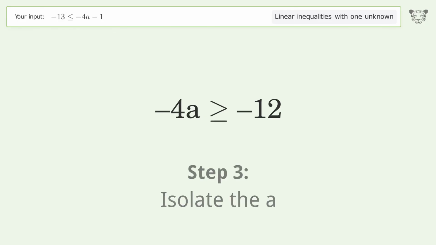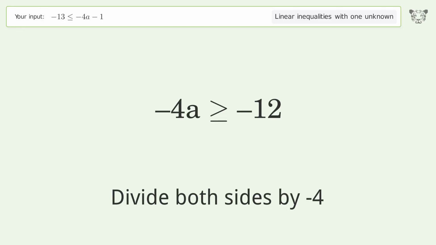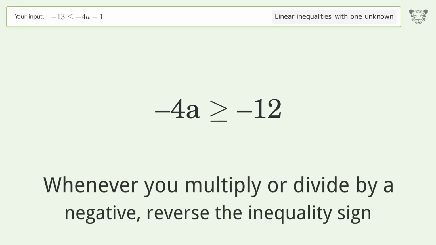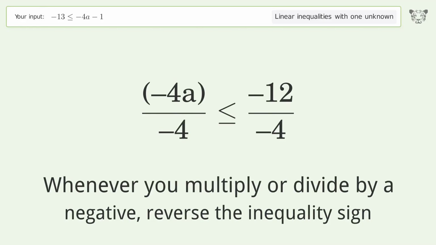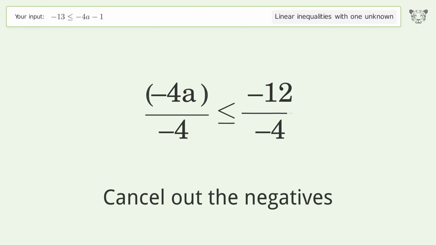Isolate the a. Divide both sides by -4. Whenever you multiply or divide by a negative, reverse the inequality sign. Cancel out the negatives.